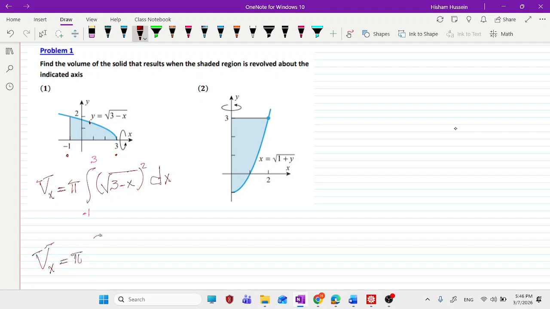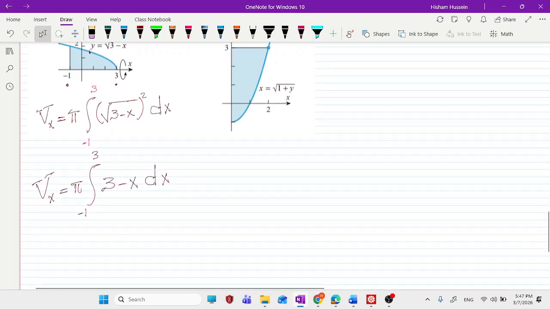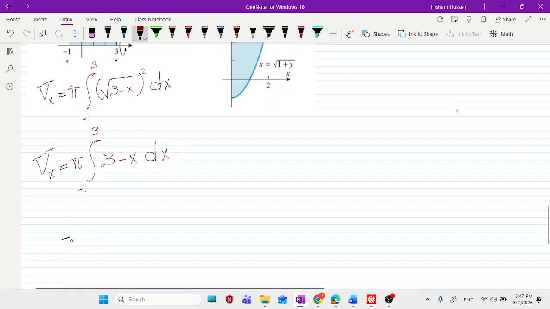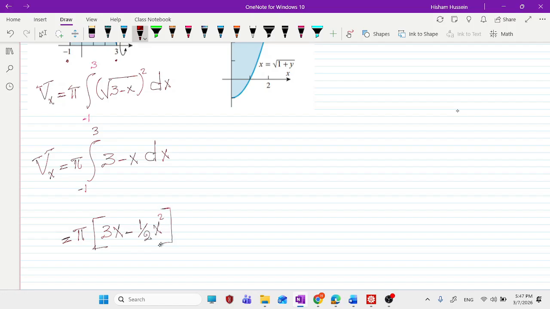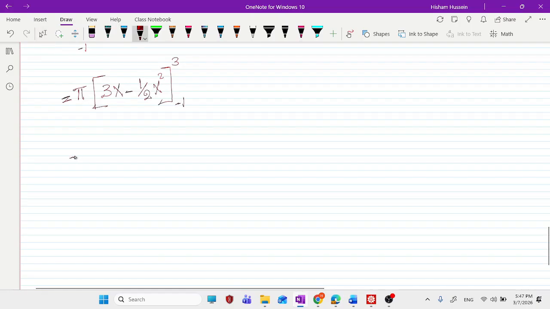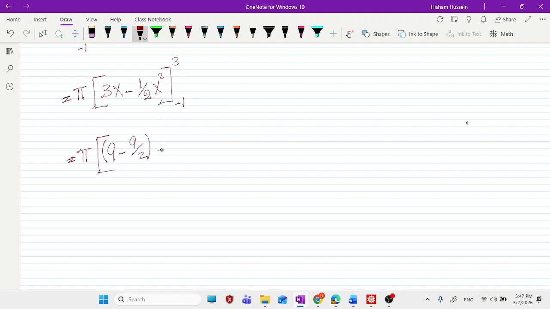The volume resulting from rotation about x equals pi times the integral from -1 to 3 of 3 minus x dx. Now this is just an integration problem. It is pi times the integral of 3, which is 3x, and the integral of x, which is half x squared, running from -1 to 3. Substitute with the upper minus substitute with the lower. This equals pi times, substituting the upper, 9 minus 9 over 2, minus, substituting the lower, -3 minus half. This value is the requested volume.